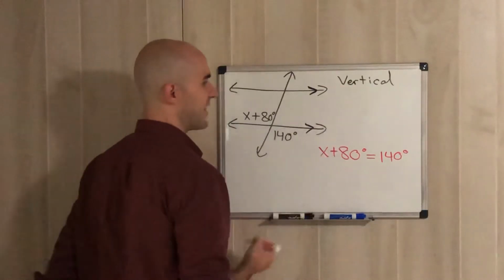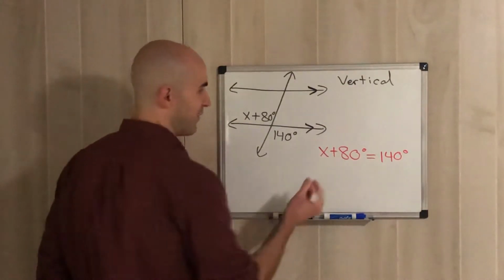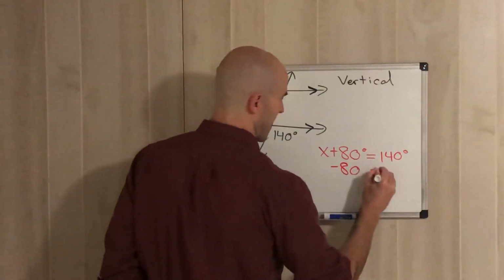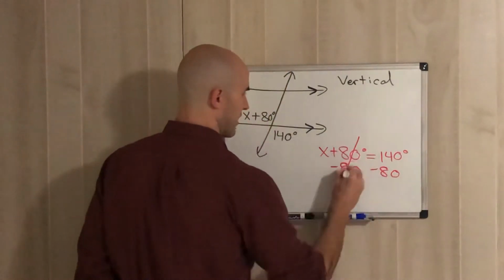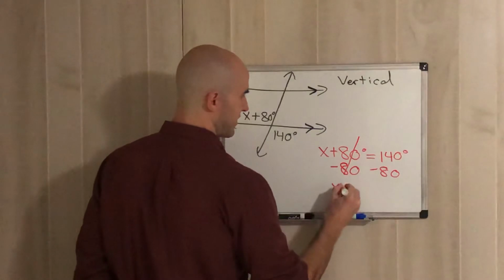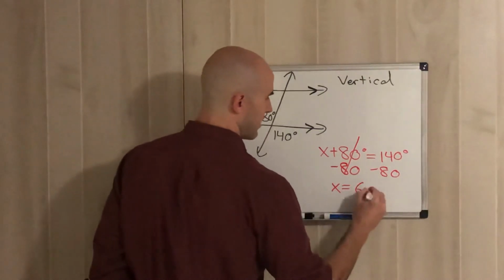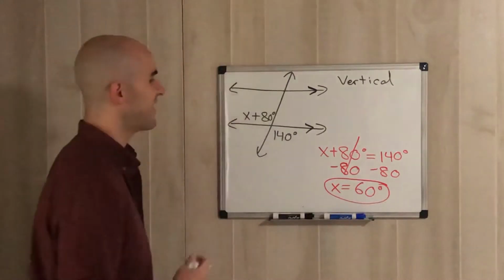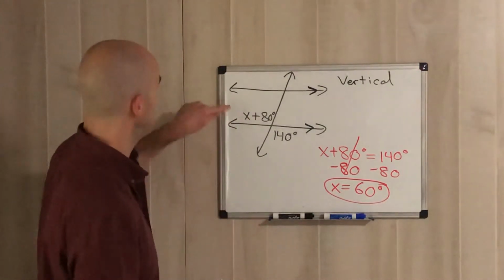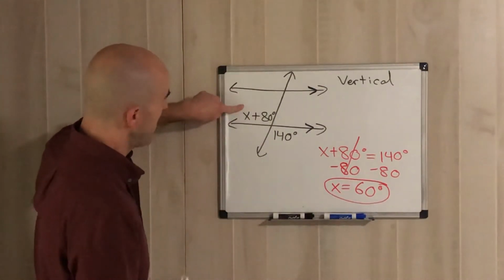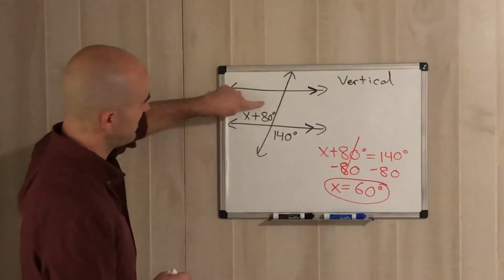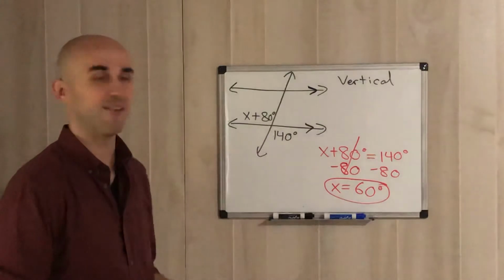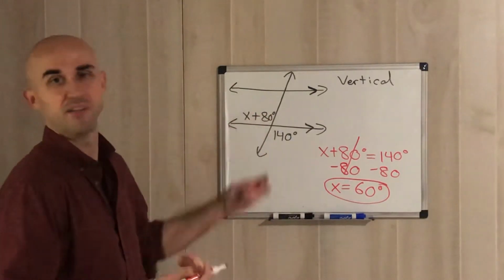Once you get that, it's very simple to solve. The opposite of addition is subtraction, so subtract 80, cross that out, and we have x equals 60 degrees. Always take into account that we're not saying the angle itself is 60, we're just saying that x is 60. Now if we do 60 plus 80, that's 140, the same thing we had. We said they had to be the same, and they're the same.